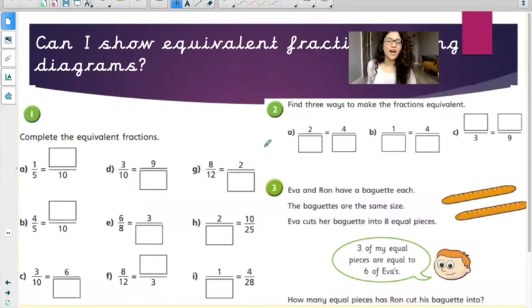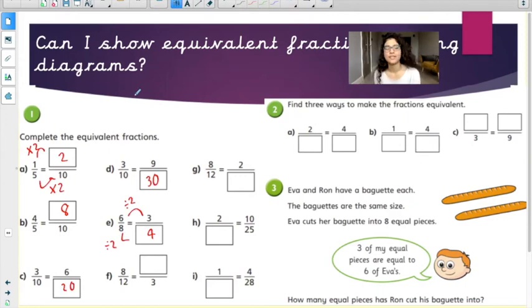Equivalent fractions time. We are going to complete these equivalent fractions. So have a go at answering these questions and then we will go through the answers together. Let's start going through some of these answers.